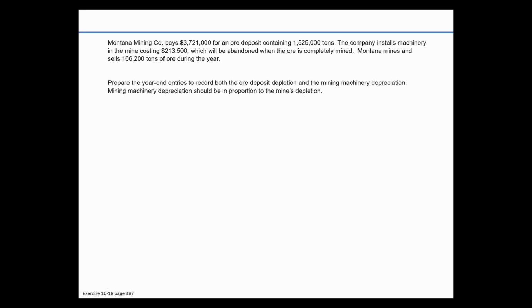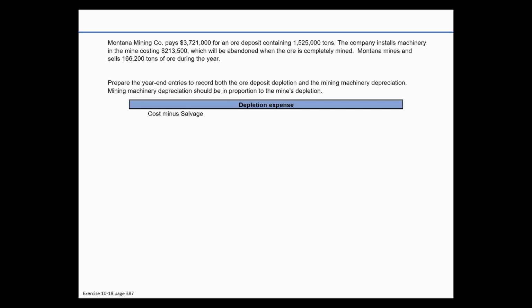Mining machinery depreciation should be in proportion to the mine's depletion. The reason for that is that once the mine has been completely depleted, they're just going to leave the machinery in place. They're not going to take it out. So there's no salvage value, but obviously it would depend upon how much ore was mined. So you have the cost for the actual mine itself, $3,721,000. There's not going to be obviously any salvage value.